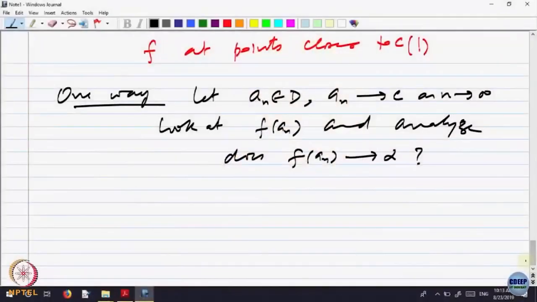So we are trying to predict by looking at the behavior at nearby points. We are not concerned with what the value is at the point C. Is it okay? Yes, clear the problem? And if that happens, one says the function has a limit at the point C. So let us put a definition.